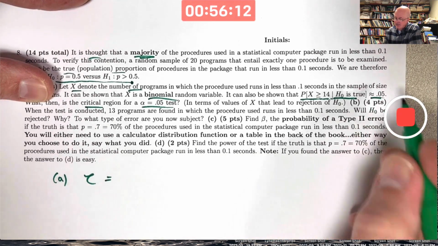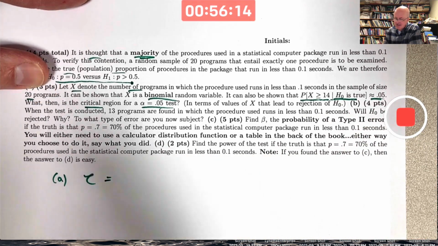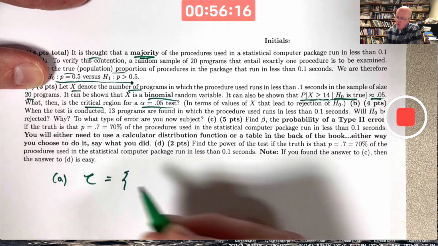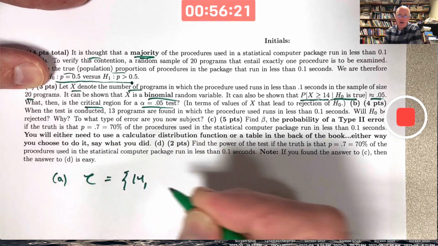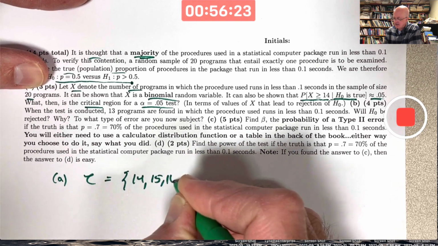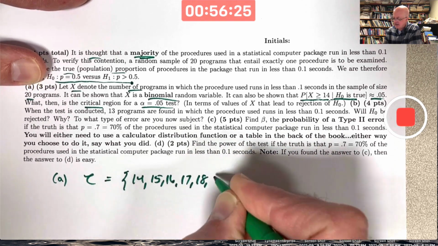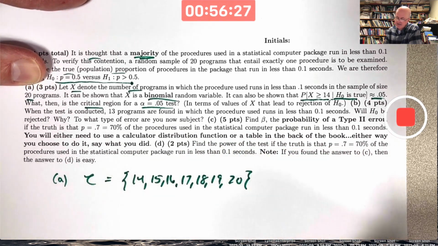Based on that approximation, just to keep things simple, what's the critical region? What values of X will lead to rejecting the null? 14 or higher. 14, 15, 16, 17, 18, 19, and 20. That's the answer to part A.